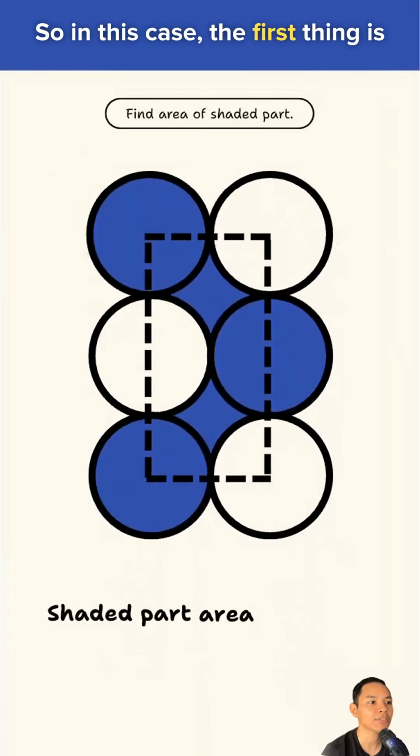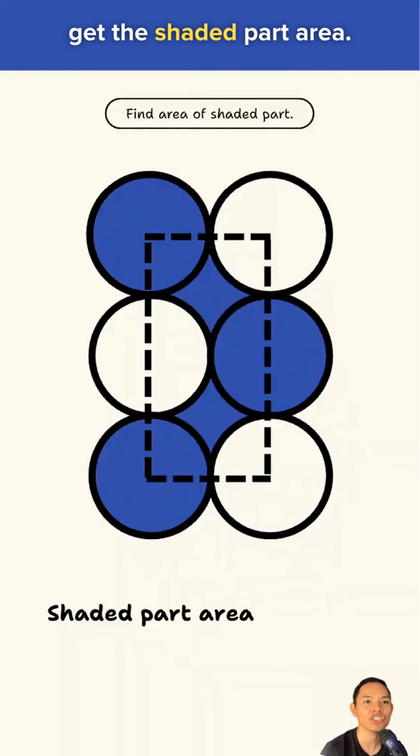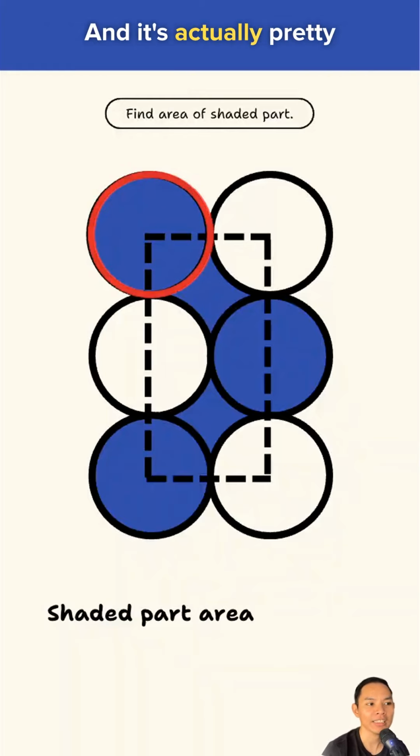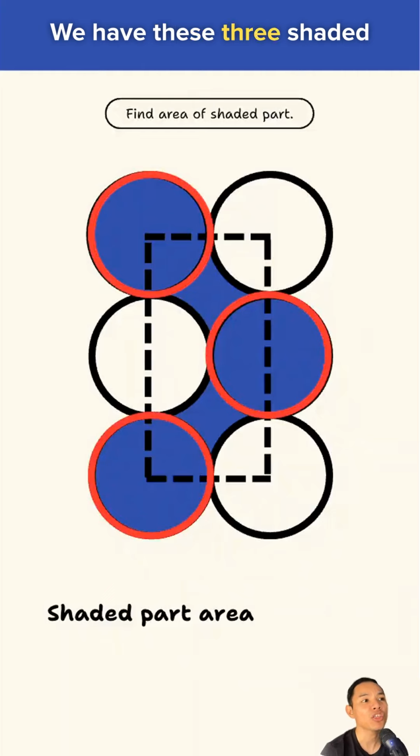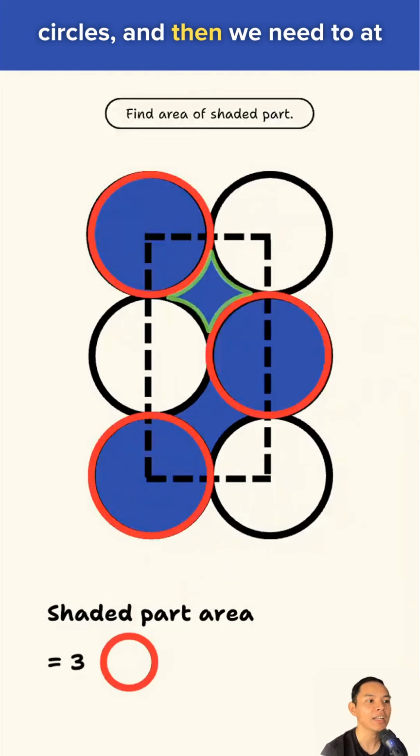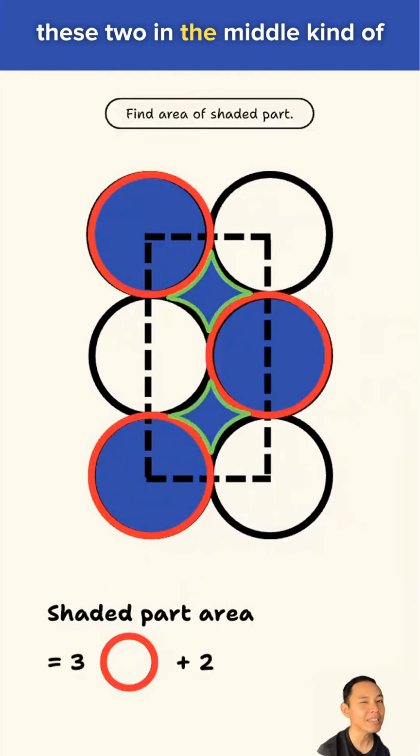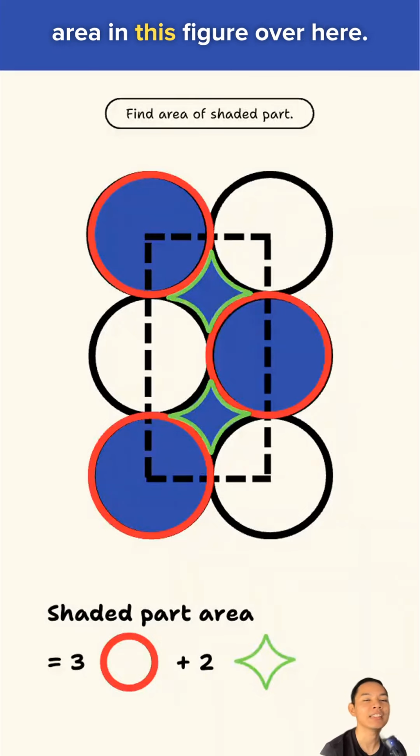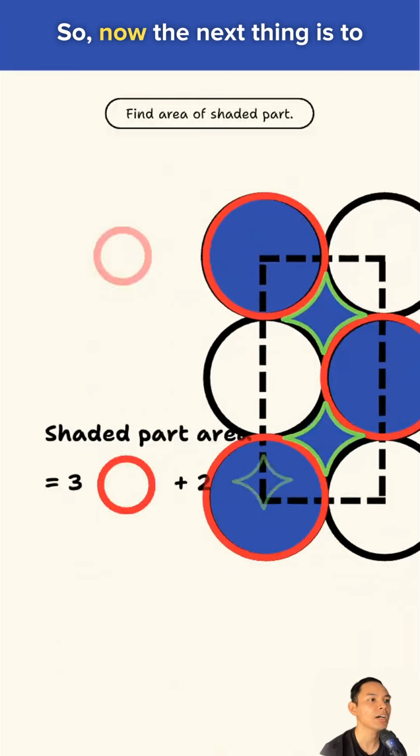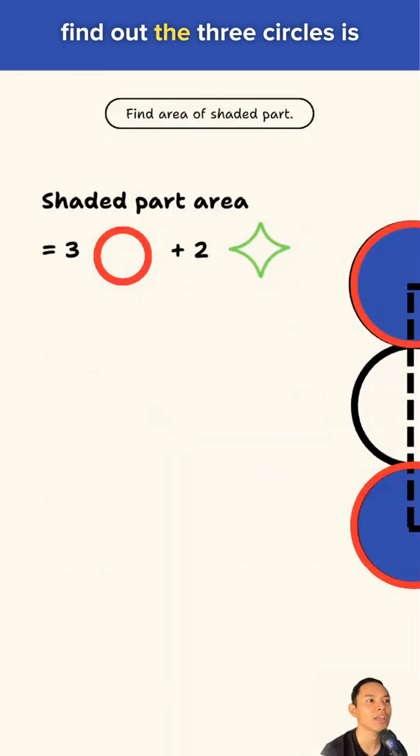So in this case, the first thing is you want to know how we get the shaded part area. And it's actually pretty straightforward. We have these 3 shaded circles, and then we need to add these two in the middle kind of area in this figure over here.